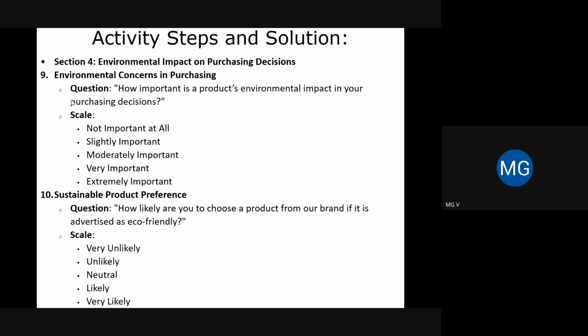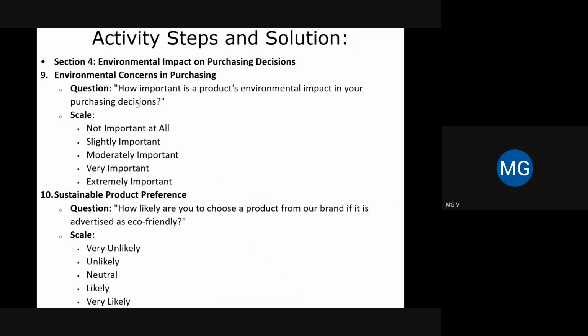Section 4. Now, very important these days, related to environmental impact on purchasing decisions. As you know, UN SDGs, 17 SDGs to be achieved by 2030, as stated by the UN. So always try to go for environment-related aspects, SDGs, sustainability, ESG, which are the buzzwords these days. Environmental concerns in purchasing and sustainable product preference we are covering here.